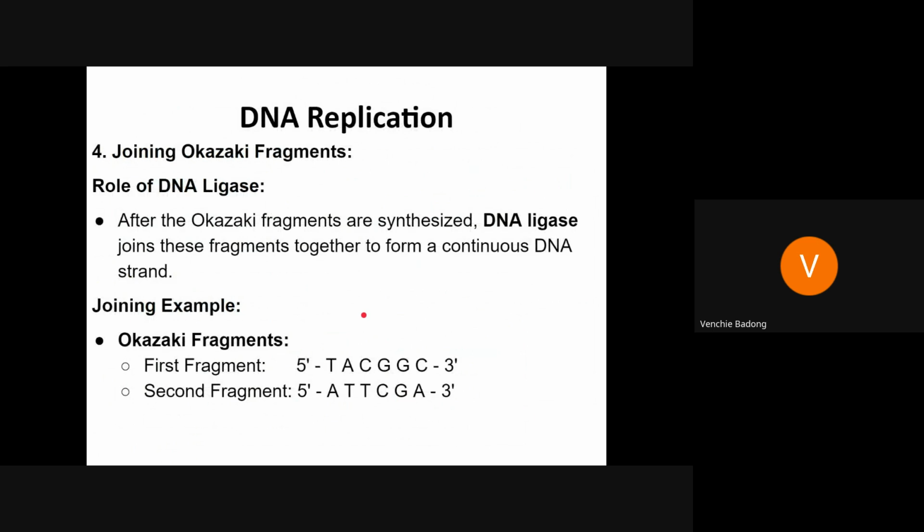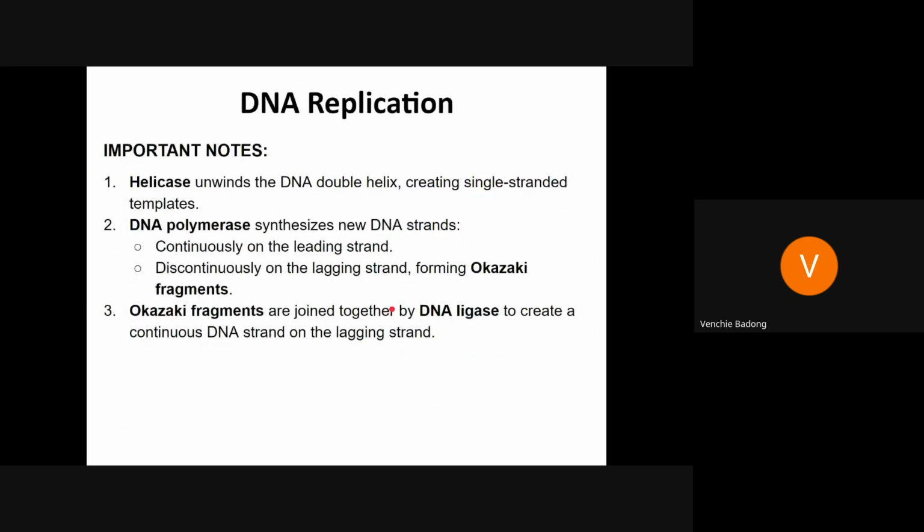Joining this Okazaki fragment, there is a requirement for DNA ligase in order for the first fragment and the second fragment to be joined together, forming a continuous DNA strand. So it is important to note that helicase is a requirement to unwind DNA. Polymerase is a requirement to add all the nucleotides during DNA replication. And DNA ligase is also a requirement in order to create a continuous DNA strand on the lagging strand.